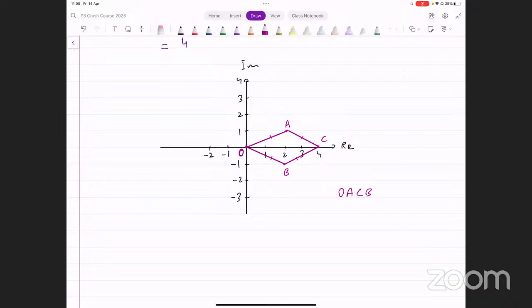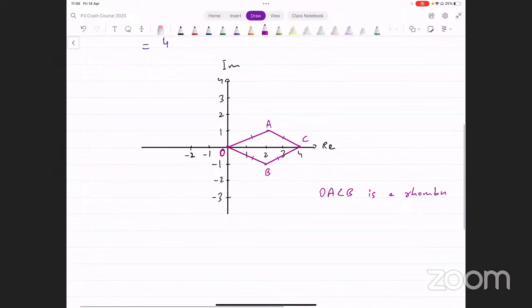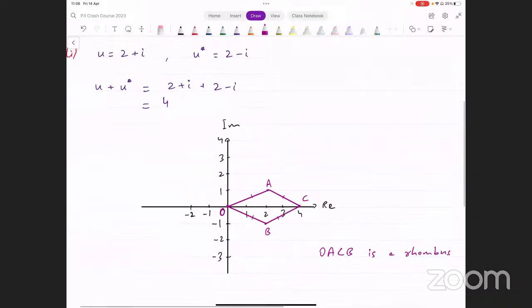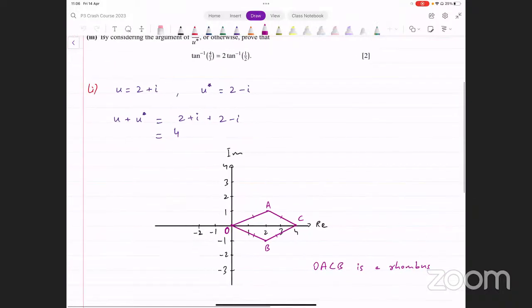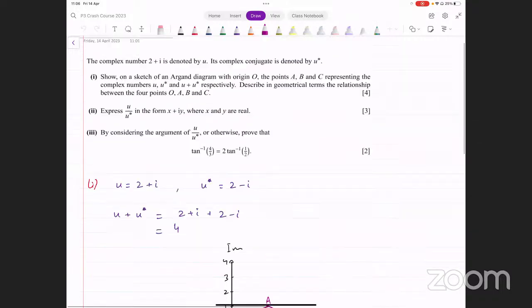It's a rhombus. You can say OACB, that is a rhombus. That's the connection between these 4 points. It's a 4-sided figure with all sides equal. That's exactly what a rhombus is. Okay, so that's the first part. This is what we had to do in the first part. Just plot those points and just say that it's a rhombus.